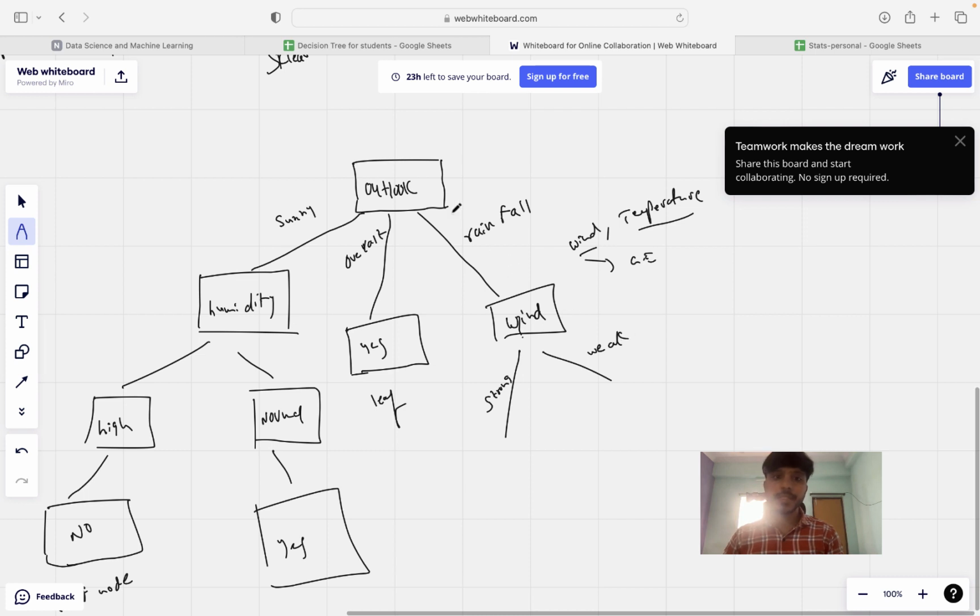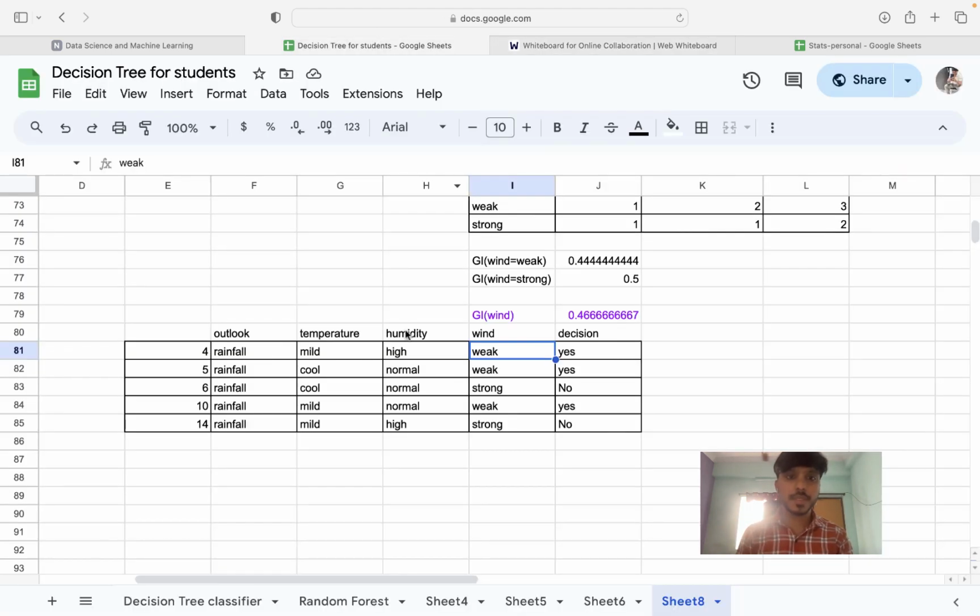So when somebody sees the outlook is rainfall and it is windy, is that wind strong or weak? If it is strong, what is he going to do? If it is weak, what is he going to do? Let us check from the data itself.